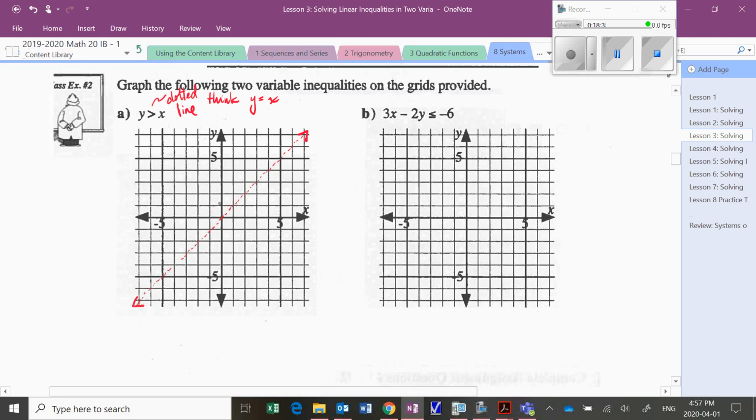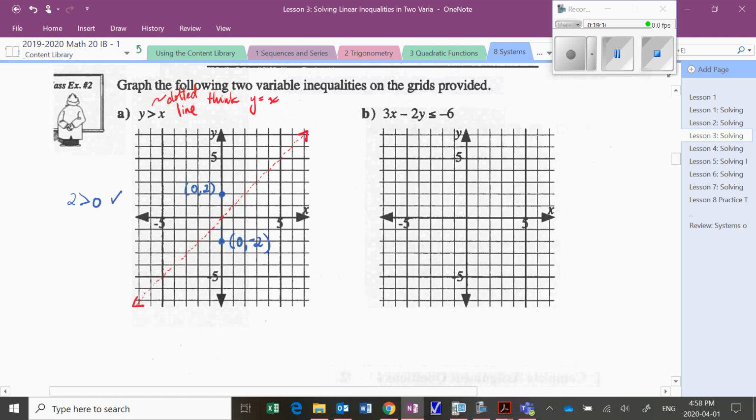Often a good place to go is somewhere on the axes, because then that enables you to substitute in a value of 0 for one of the variables. So perhaps we'll pick this point, which is going to be 0, 2, and that is above our line. And then we'll also pick perhaps this one below the line, and that is 0, negative 2. So if we take a look at our first one, if we substitute that in, we would have 2 is greater than 0, and that is true.